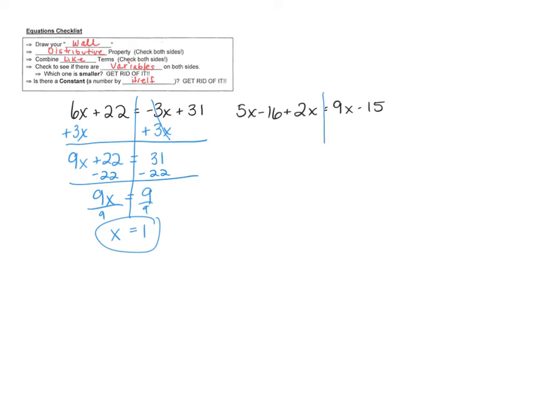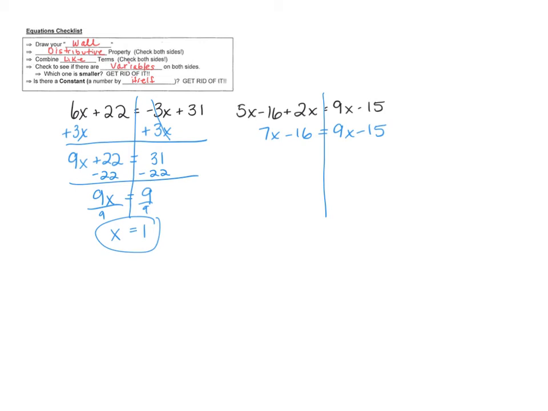Moving on to the next problem, I'm going to draw my wall, going through my checklist. There's no distributive property, but I can, this time, combine some like terms. The difference on this guy is that over here on the left-hand side, I do have two like terms that I can simplify down and condense to make this into a more manageable equation. So if I take my 5x and combine it with my 2x, I really have 7x minus 16 on the left equals 9x minus 15 on the right. Moving down through my checklist, do I have variables on both sides?